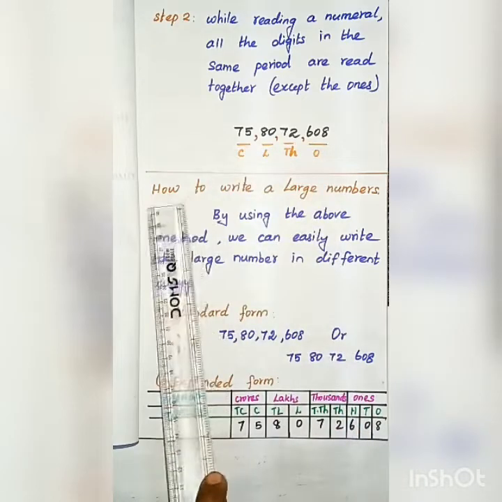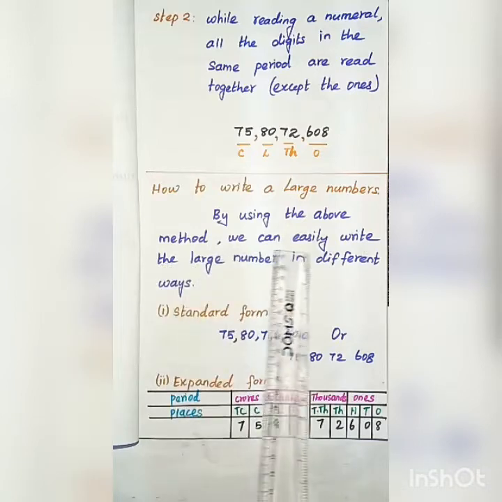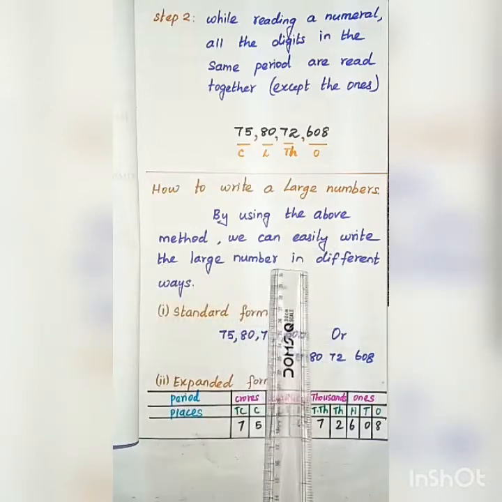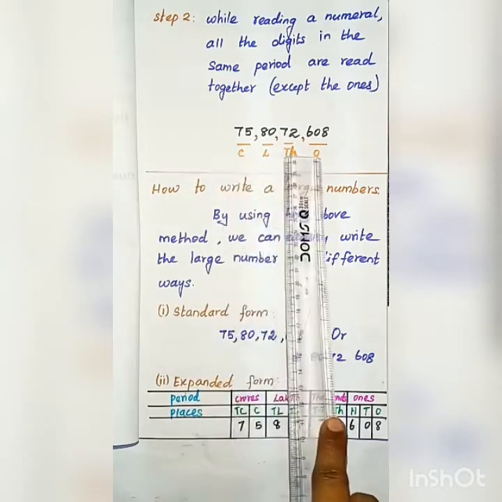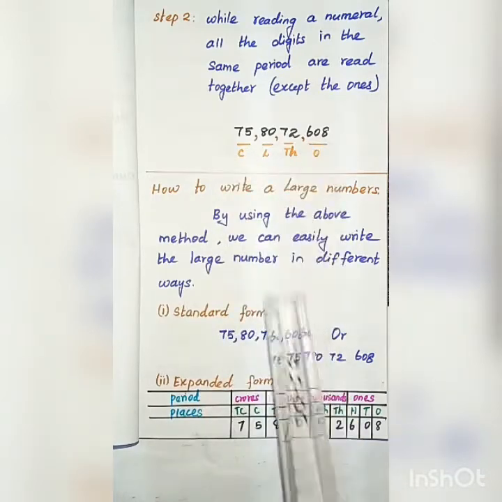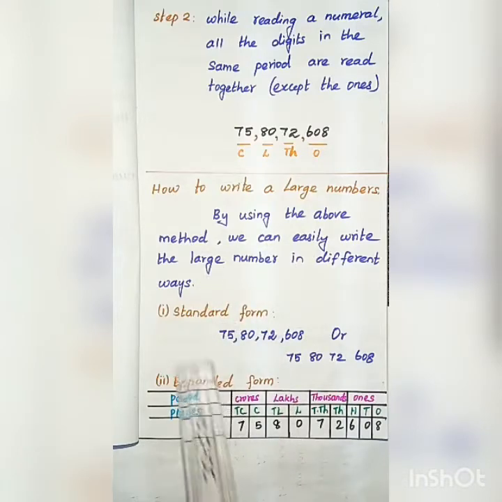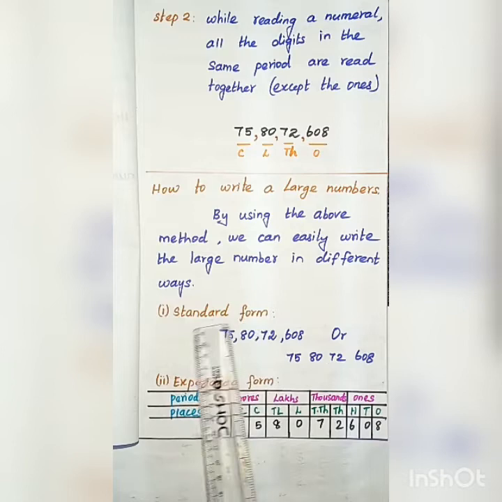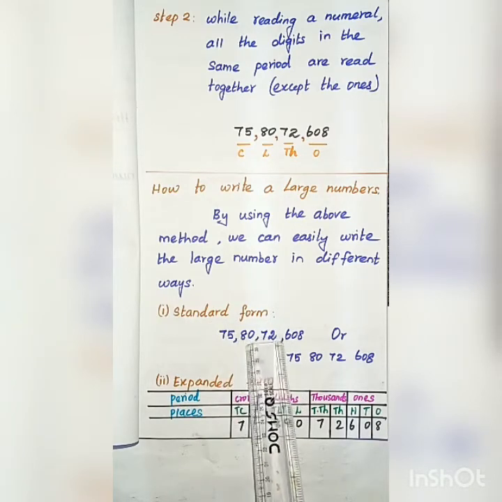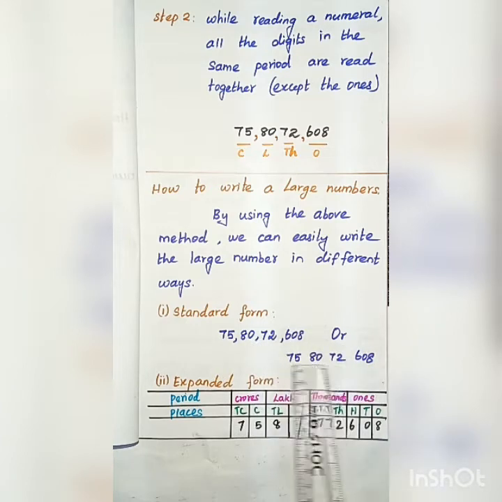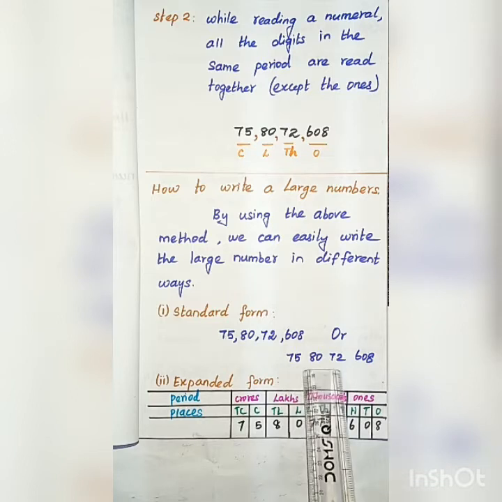Then how to write a large number? By using the above method, we can easily write a large number in different ways. We now know how to read a large number. Then we have to write. We can write a large number in 3 forms. First one, standard form. Standard form is nothing but putting commas according to the periods of the Indian place value chart or leaving space. I think you know this topic well.